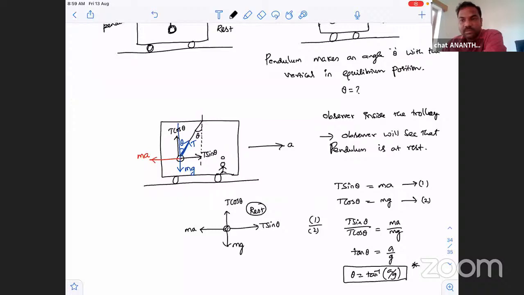So like this, you can find out the angles made in an accelerating frame. See, this all depends on where you want to take the observer. It all depends on the observer also.